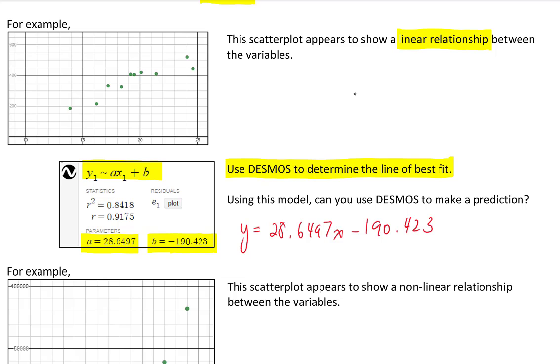So using this model, can we use Desmos to make some predictions? So for example, I can let x equal some number, and I can either put it into this equation here, or we can use Desmos to make a prediction by finding the intersection of x equals whatever number and the line of best fit.